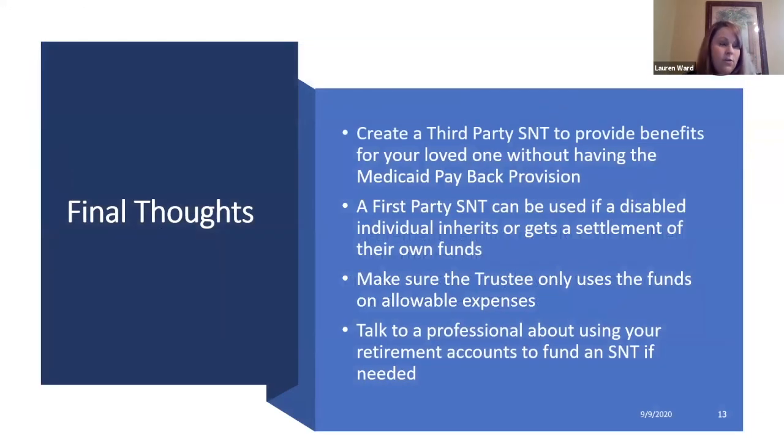So, kind of like final thoughts that I wanted to wrap up with, to make sure we get in and out of this webinar pretty quick: we want to create a third-party supplemental needs trust to provide benefits for your loved one without having the Medicaid payback provision. One thing I like to add is if you're creating an estate plan and you don't have an individual that is disabled or would need this supplemental needs trust, you may want to always think about having a contingent one, whether it's in your will or you have a trust and you have a contingent supplemental needs trust in there.